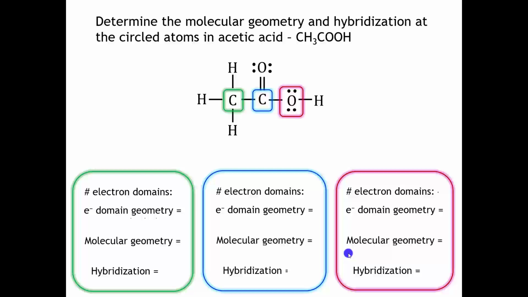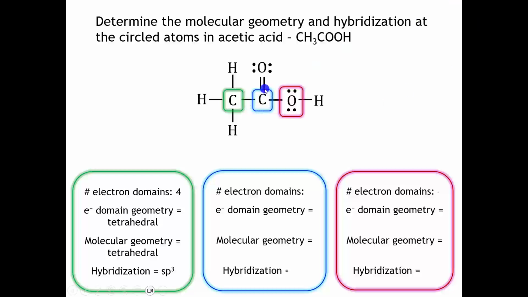Well, how'd you do? Good, I hope, but let's go over the answers and see if your answers match mine. Let's start with this carbon that is in the green square here. That one has 4 bonds to it, so it has 4 electron domains, which means its electron domain geometry is tetrahedral, and that also means its molecular geometry at that carbon atom is tetrahedral. And because the electron domain geometry is tetrahedral, the hybridization is going to be sp3.